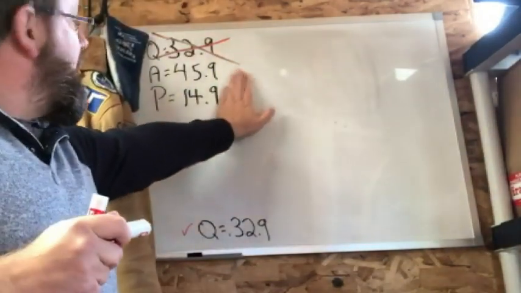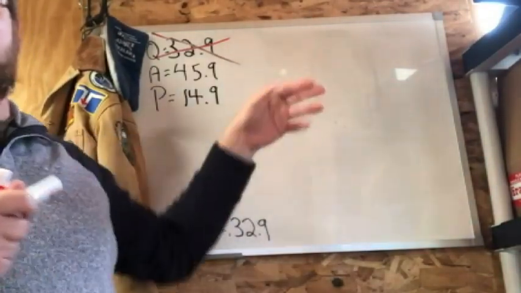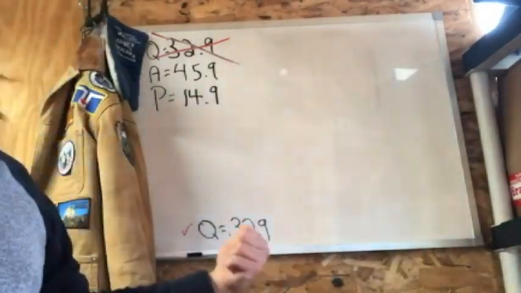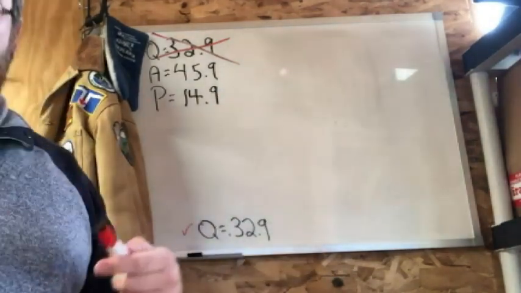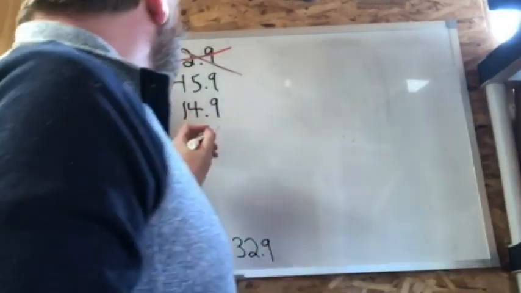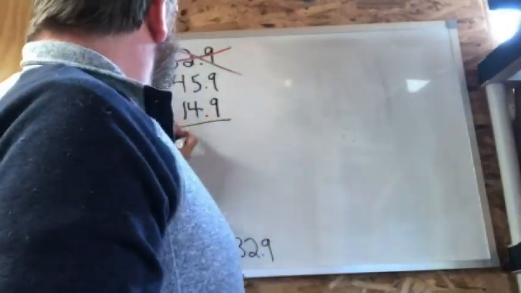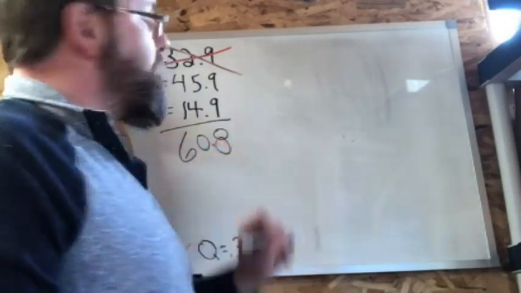But we still need to normalize these two. We can't leave these and plot these on the QAP diagram like this. This isn't going to work. We need to set these two numbers to 100%. So how do we do that? Well, first we add them. I'm adding from left to right.